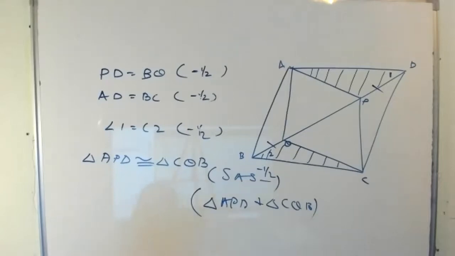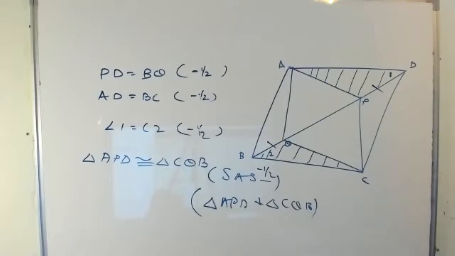Arunima, can you read what you wrote? Only proof. In triangle APD and triangle CQB, PD equal to BQ given, angle 1 equal to angle 2, alternate interior angles, AD equal to BC, opposite sides of parallelogram. Therefore, triangle APD is congruent to triangle CQB by SAS congruency. AP equal to CQ, CPCT of triangle APD and triangle CQB. Okay, excellent.